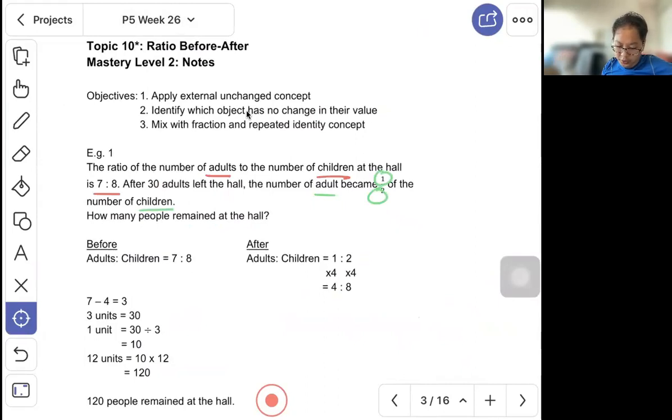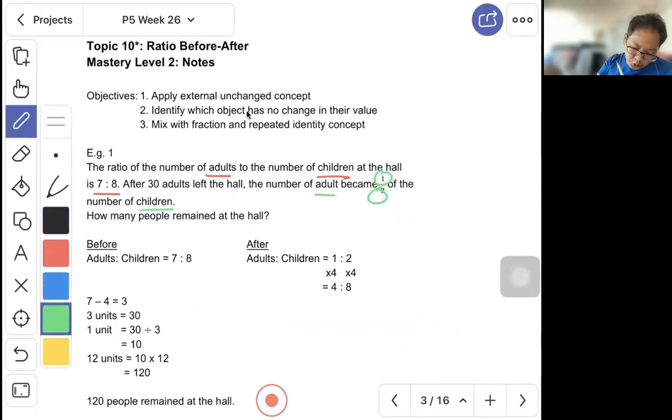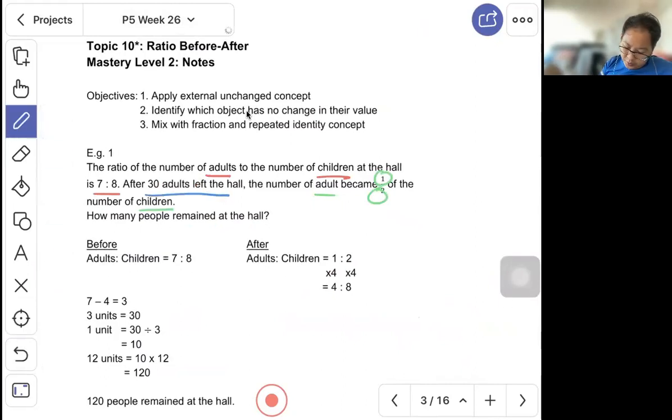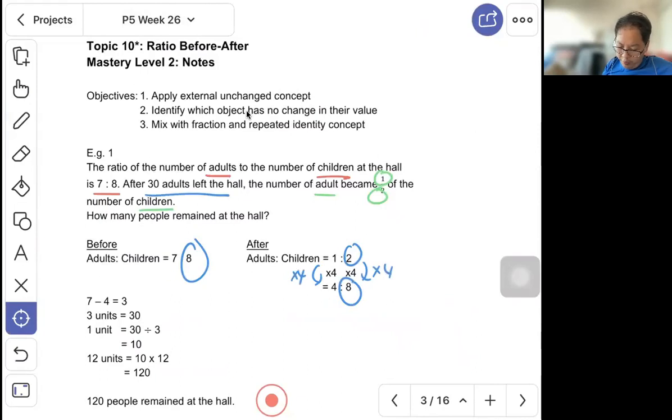Because only adults left, the children should be the same. Children here is 8, and here is 2, so I need to make it the same. I have 8 also by times 4, so here also times 4. So the ratio 7 to 8, 4 to 8. I compare 7 to 4, 3 units. So 3 units left is the 30, so 1 unit will be 10.